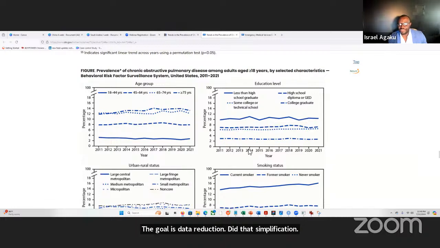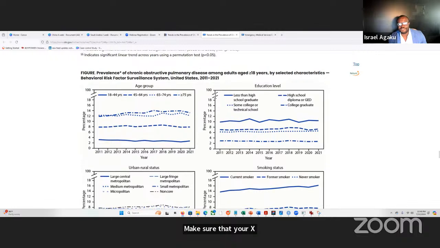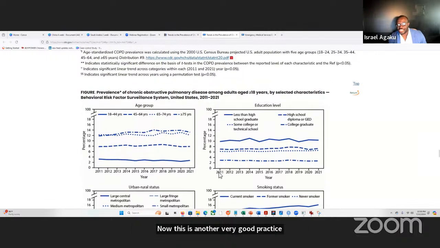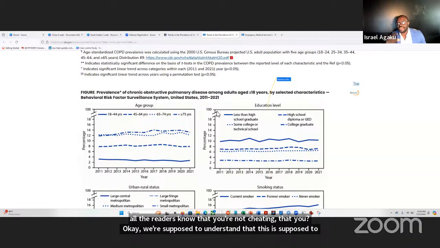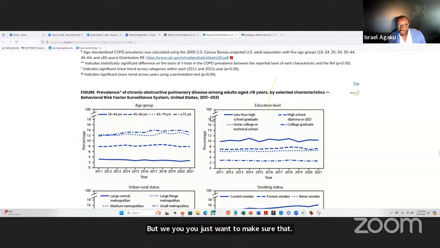So make sure that your x-axis and y-axis are labeled clearly. Now, this is another very good practice. Make sure your axis actually runs from 0 to 100. You see this? 0 to 100. Now, sometimes your data points may be such that if you actually made the axis run from 0 to 100, the figure will look so small. So what you can do is make it run from 0 to 18 or whatever the value is, but make sure you put truncations. See this symbol here? You should put it. So the scale itself should run from 0 to 100, but you can truncate that axis so that all the readers know that you're not cheating, that this is supposed to run from 0 to 100, but you just want to make sure that the graph doesn't come out so small. But you have to make sure that this is there.